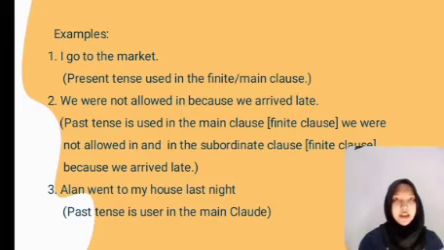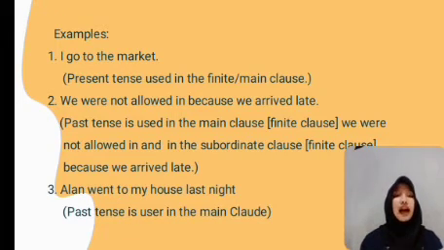Okay, look at the example. I go to the market. Go is present tense. It's a verb. So it is a clause in present tense with verb 1. So this is an example of a finite clause because go is a finite verb.